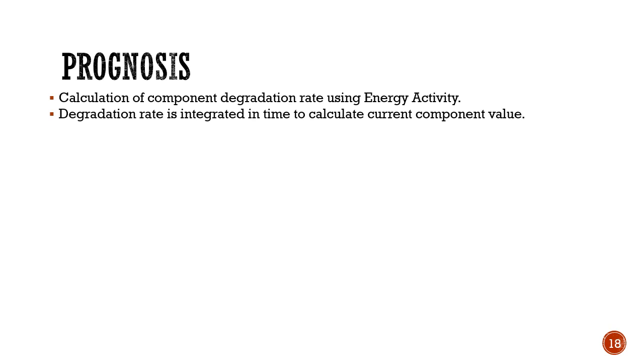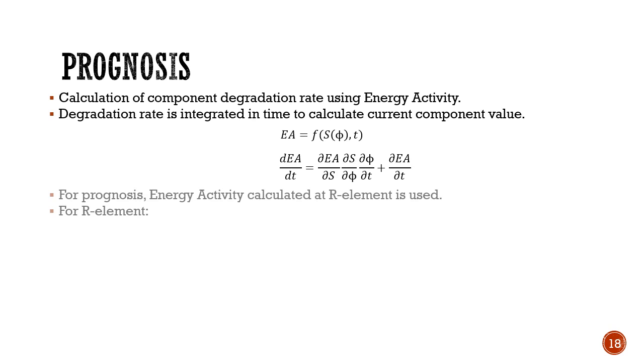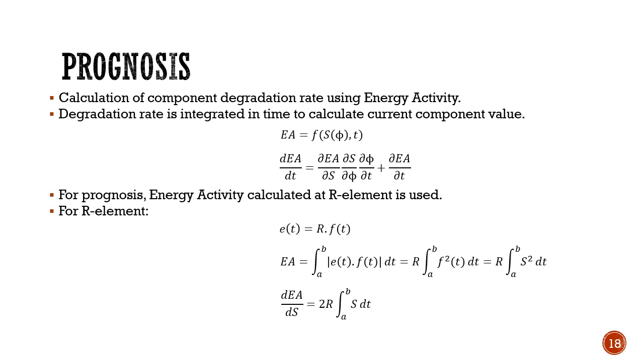After isolation, we move to prognosis, which is the key part of this. The component degradation rate can be found using energy activity, which can be integrated in time to calculate the actual component value at a particular time. Energy activity calculated at a resistance element in the bond graph is used for prognosis. The sensitivity of energy activity to the signal input of an R element can be calculated as shown.